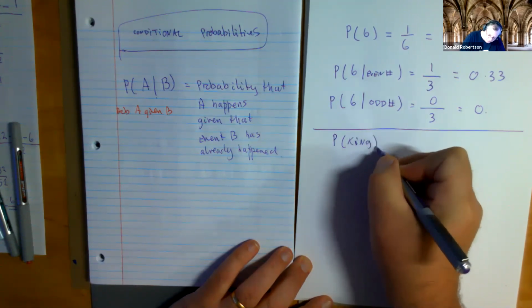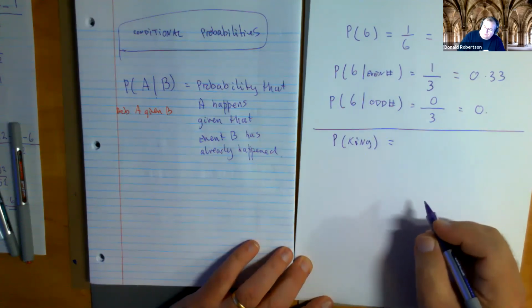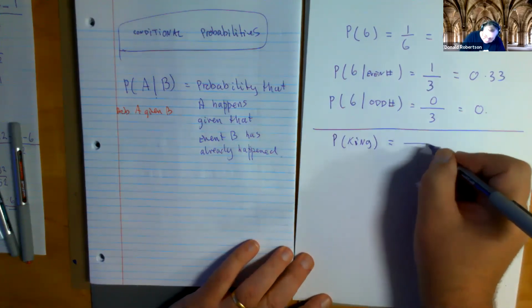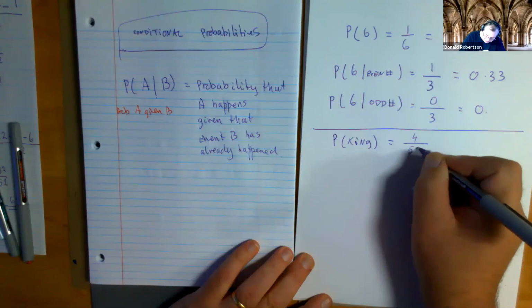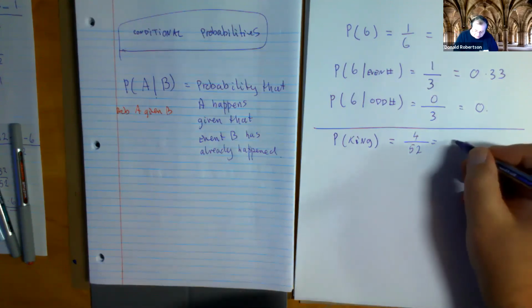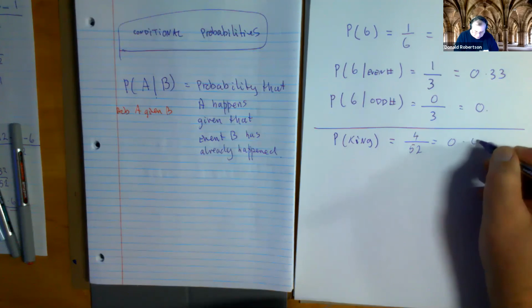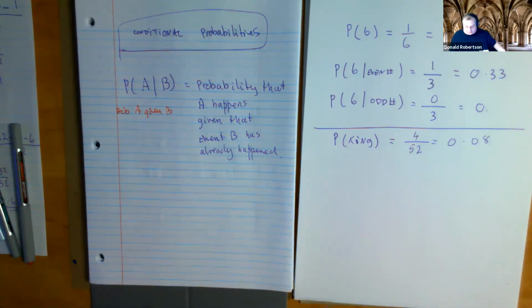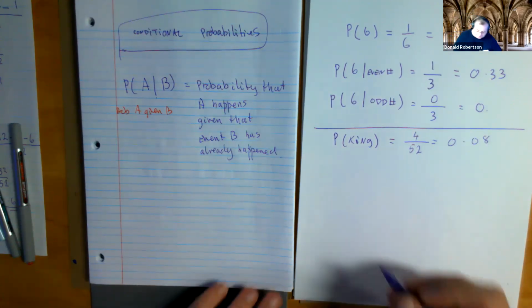And I say to you, what's the probability that you get a card and it's a king? Well, that's 4 out of 52. Pretty unlikely. Happens now and again, but pretty unlikely. This is going to be my last question today. And that comes out as about 0.08. About 8% of the time, you're going to get a king.